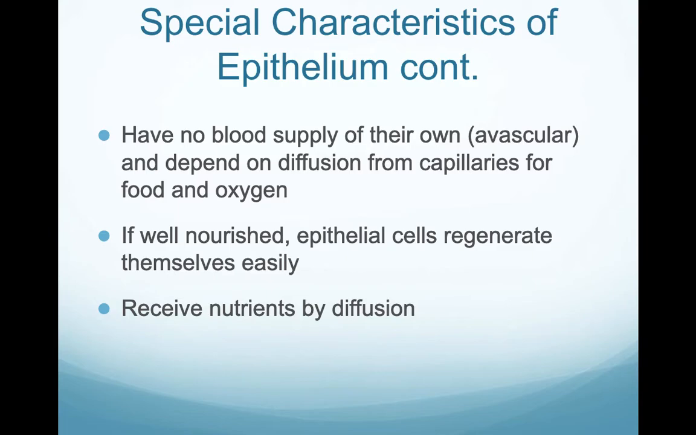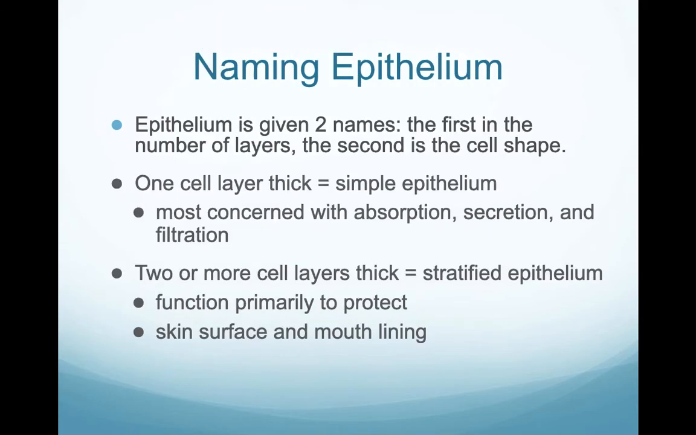But even though it's avascular, it does still need nutrients. So this is where that diffusion comes in that we just talked about. The nutrients diffuse out of those capillaries into the tissue, and then even within the tissue will diffuse to lower concentration areas and up to these cells. And these cells do regenerate very easily. So like your skin, we need that as a boundary, and so it's going to regenerate very quickly. The way we name epithelial tissue, it gets a two-part name.